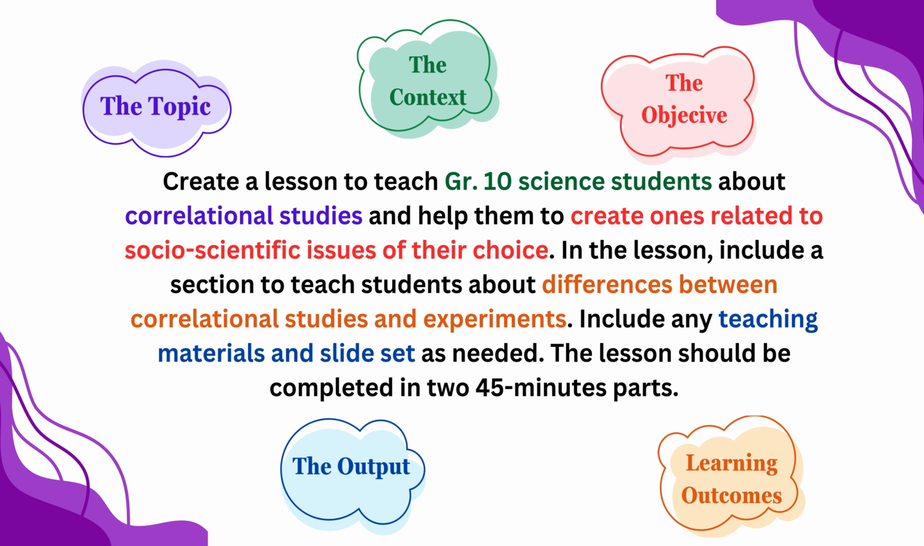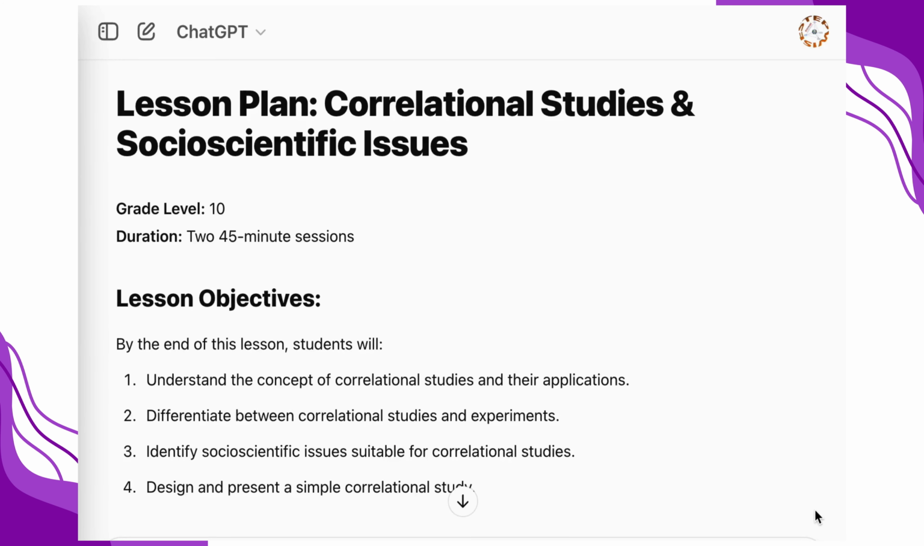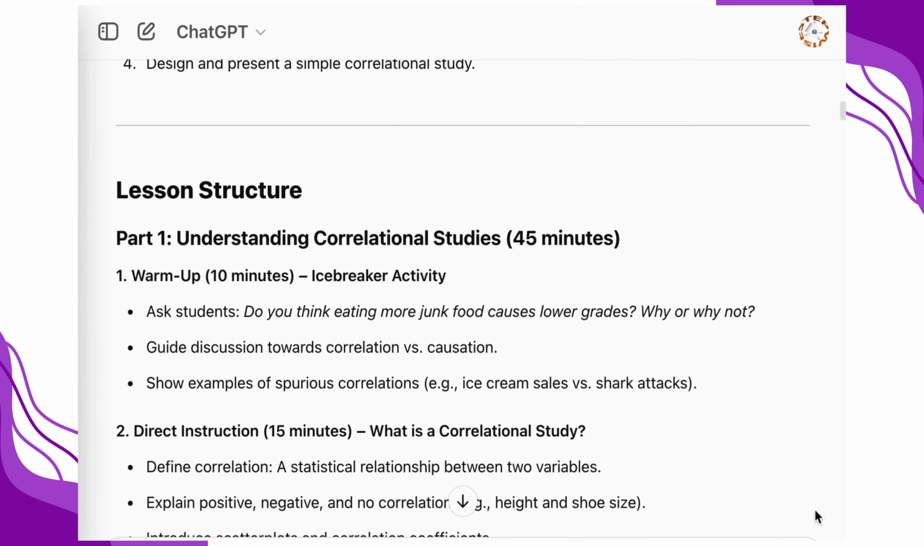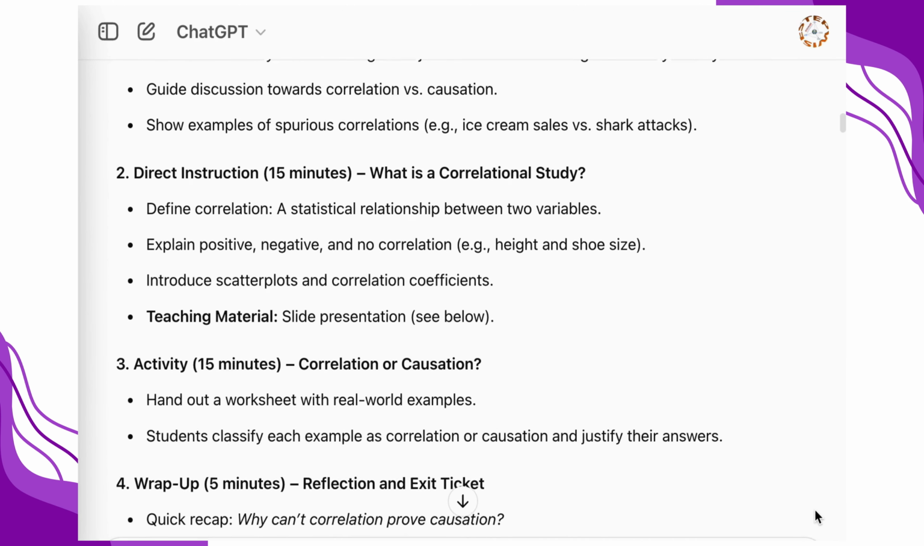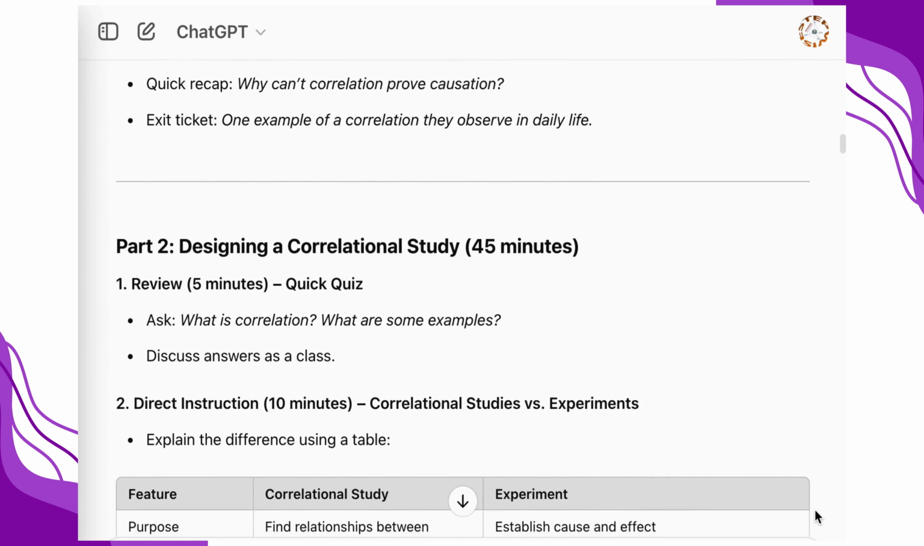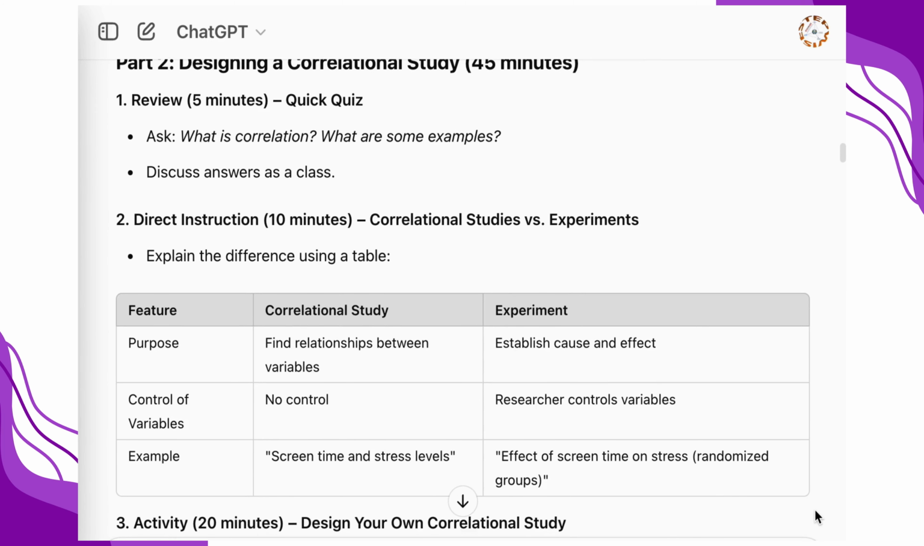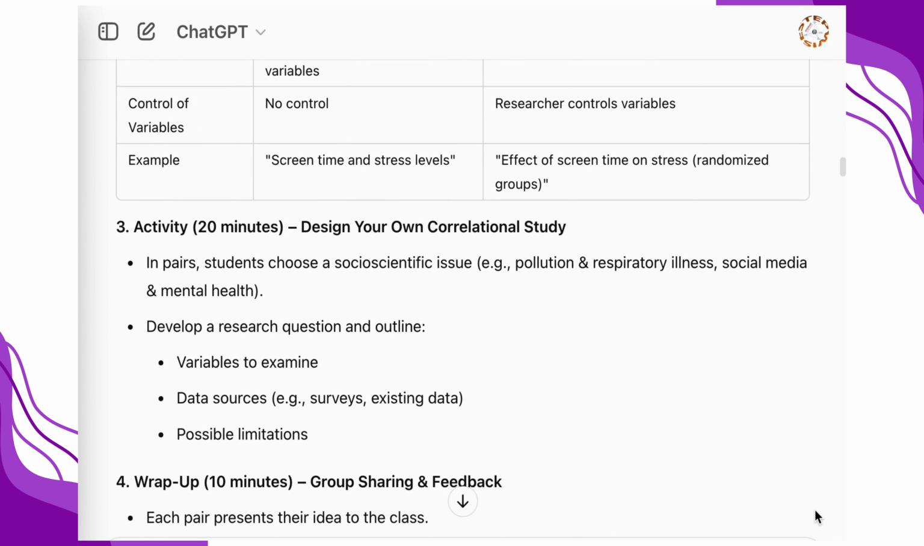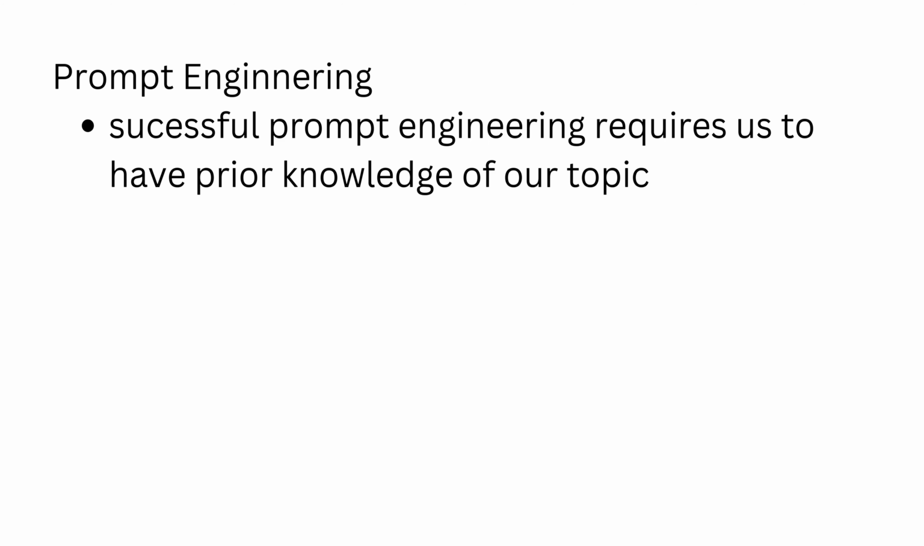Remember that a well-designed prompt has a clearly defined topic, context, objective, output, and learning outcomes. The AI model generates a lesson that includes learning objectives, direct teaching of the topic, an activity to understand correlational studies, and a practice session of having students design their own correlational studies as well. The lesson plan requires some revisions.